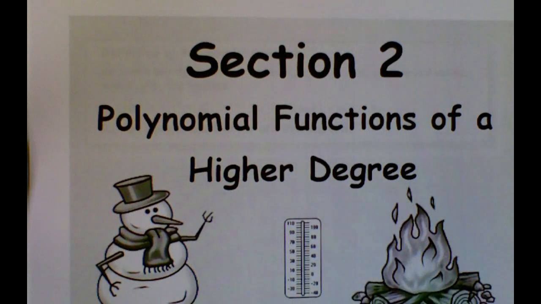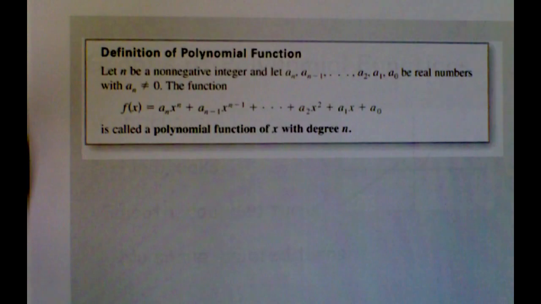All right, now we're diving straight into section 2, which is polynomial functions of a higher degree. A different definition of a polynomial: let n be a non-negative integer, and let a sub n minus 1, a sub whatever, all those are going to be real numbers, as long as that first one's not 0.